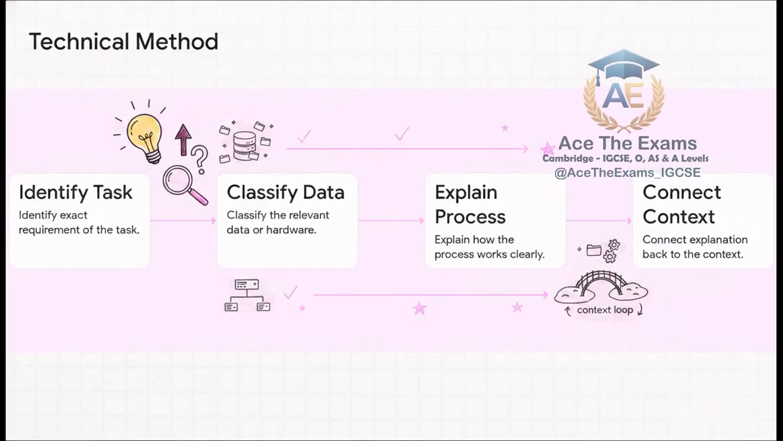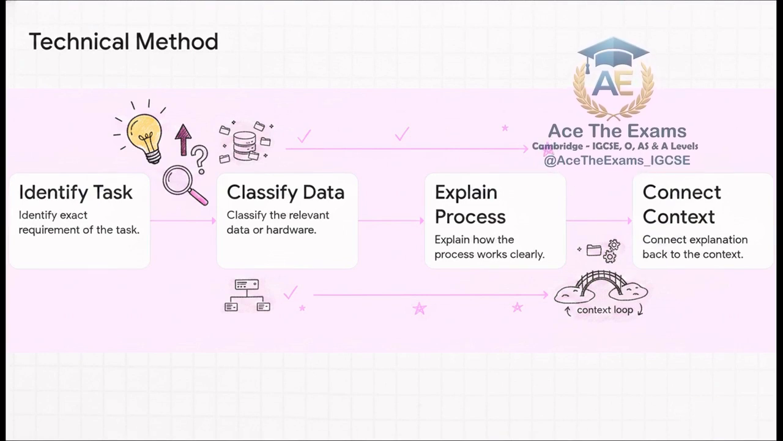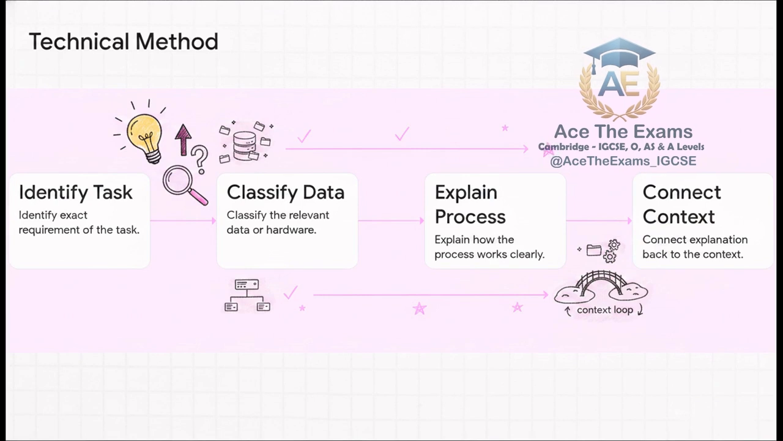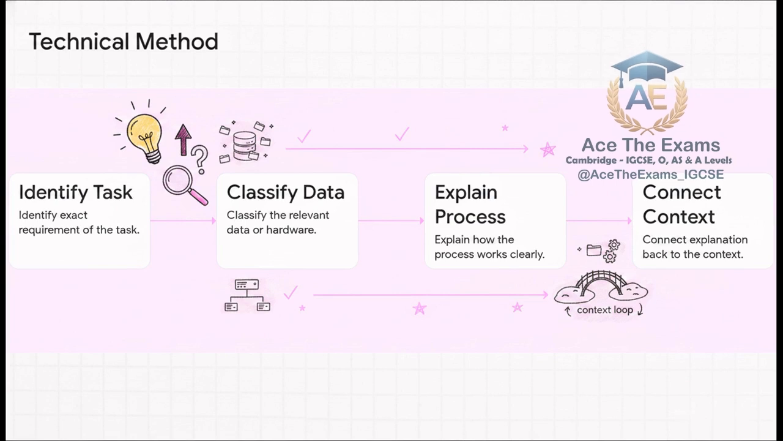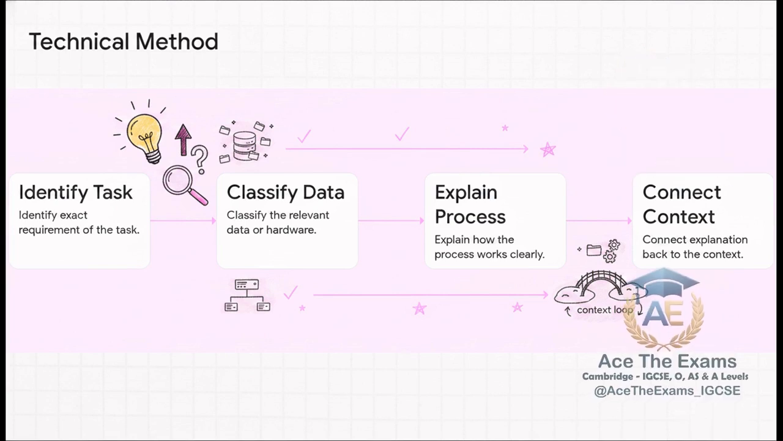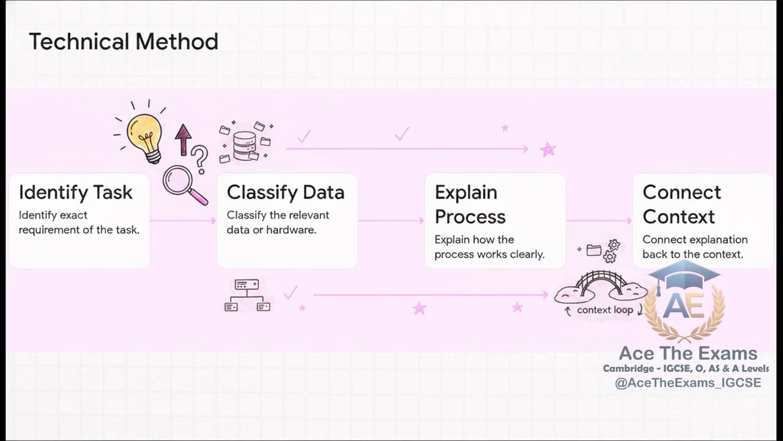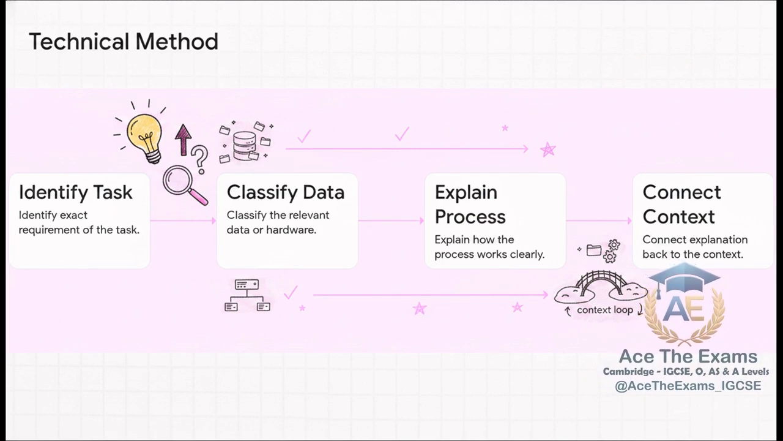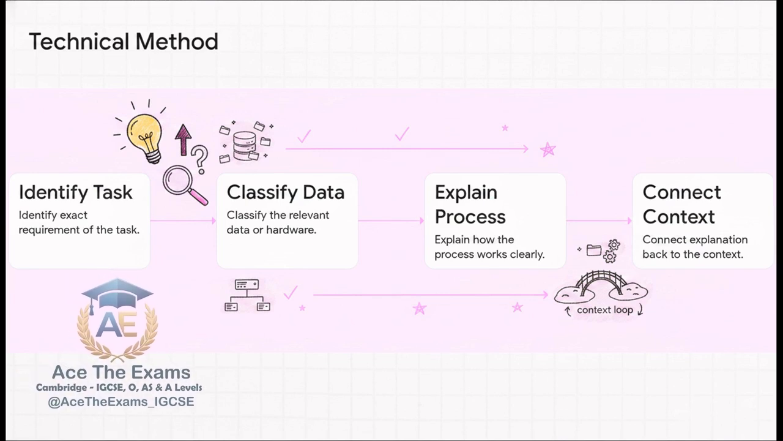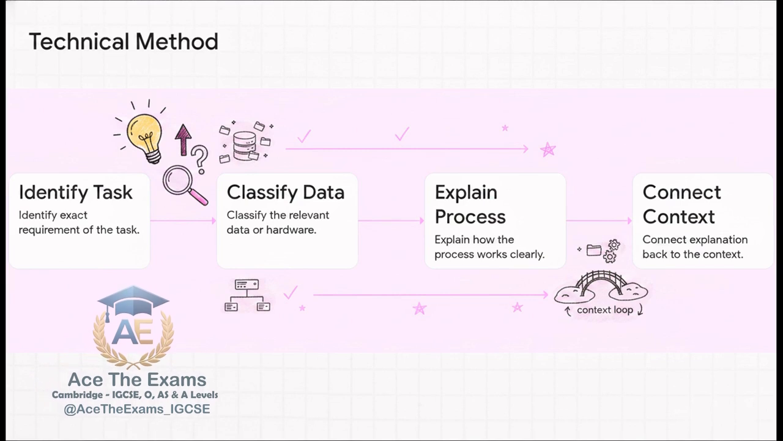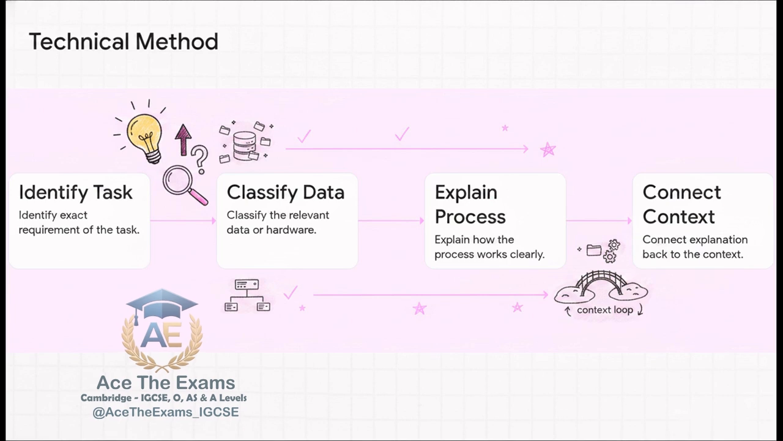All right, here is the exact 4-step framework required to structure a high mark response. Step 1 is concept. You need to identify the exact requirement of the task. Step 2 is evidence or data. This is where you classify the relevant data, hardware, or software involved. Step 3 is scientific reasoning. You have to explain how the process works in a clear sequence that another learner could actually follow. And finally, step 4 is examiner wording. Check whether the question wants causes, effects, advantages, disadvantages, or design decisions and use the precise terminology they are looking for.